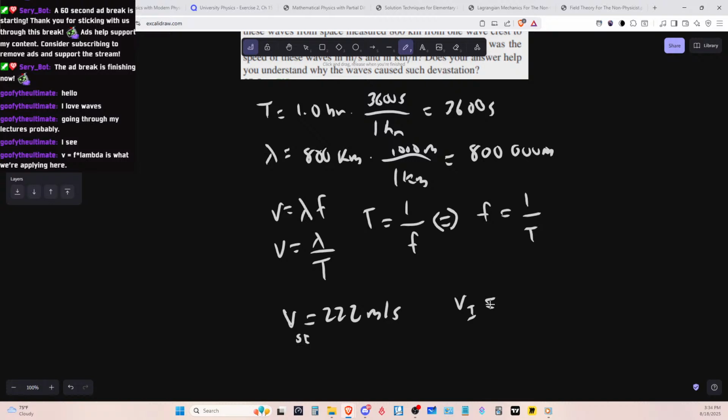Okay, so now we have to do it for an hour. That means it's going to be kilometers per hour, 800 kilometers per hour. Ooh, that's fast. That's very, very fast. I mean, if we go on Google and ask, what is the real world equivalence?